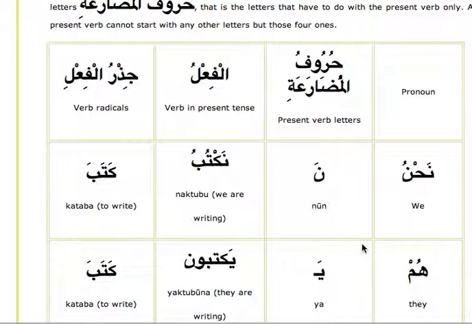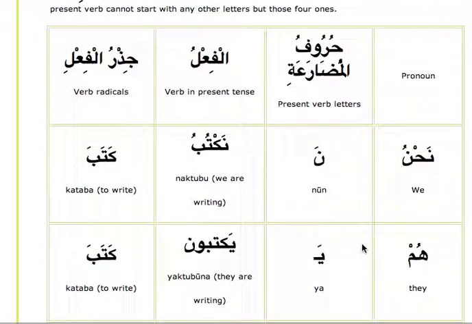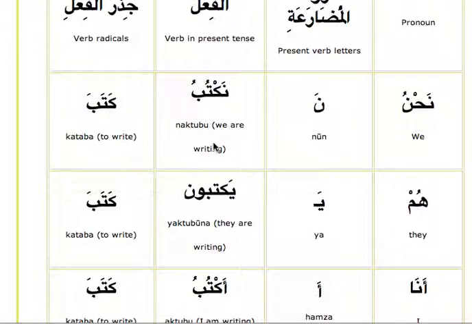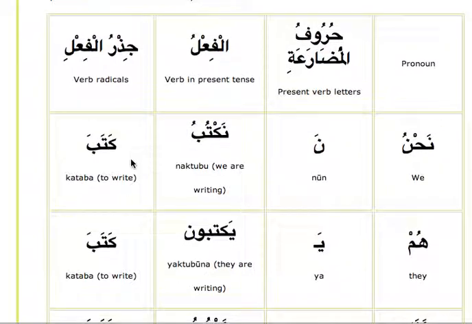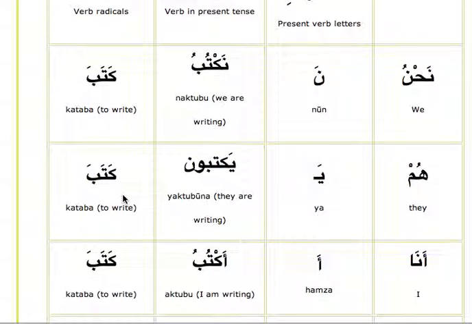Pronoun, حروف المضارع, الفعل, جذر الفعل. Pronoun, present verb letters, verb in present tense, verb radicals. نحن, we, نكتب; كتب, he wrote. كتب is to write, and also كتب is also wrote. هم, يكتبون, they write. كتب, to write. Again, do not forget, even though kataba is a verb, to write, it's also a past tense.